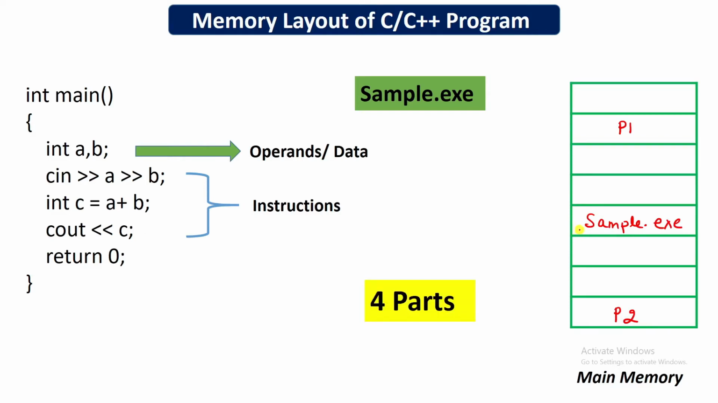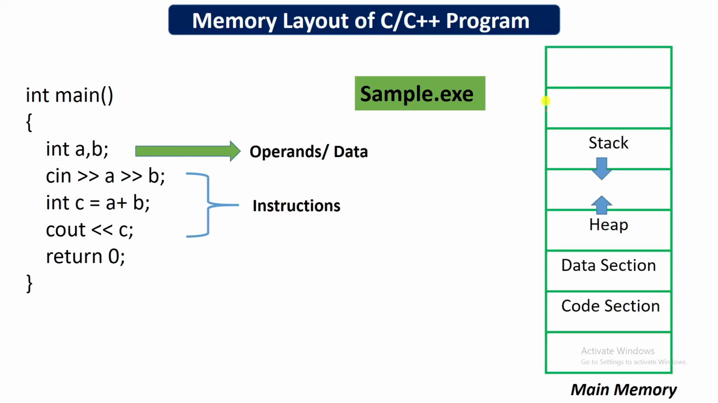Okay, what I mean is when this application is stored here, then actually there are 4 sections that are created for any application. And the instructions and the data are stored in these 4 sections. And how they are stored, let's see. So this is our main memory.